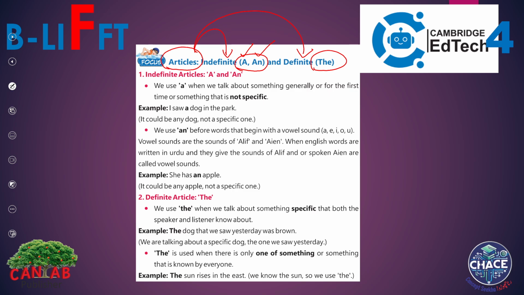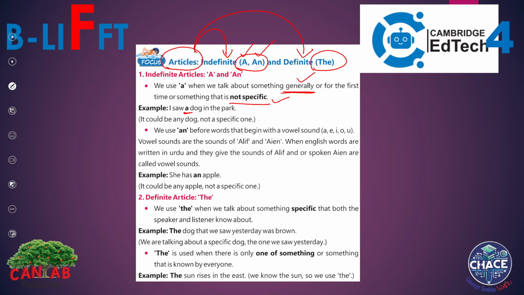We use a when we talk about something general. This is a very important point. Or for the first time, or something that is not specific. When something is very general and it is not special or specific, we use a. For example, I saw a dog in the park, because this dog was not specific and very general. It could be any dog, not a specific one.